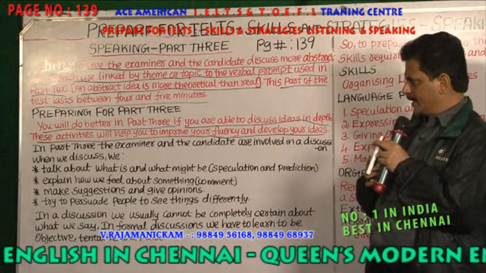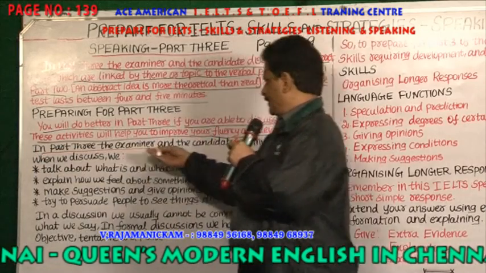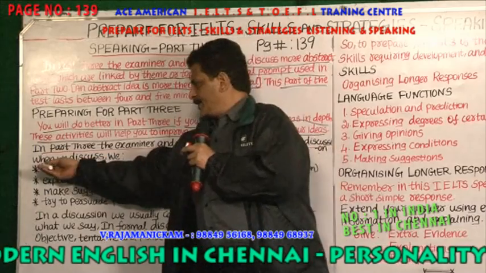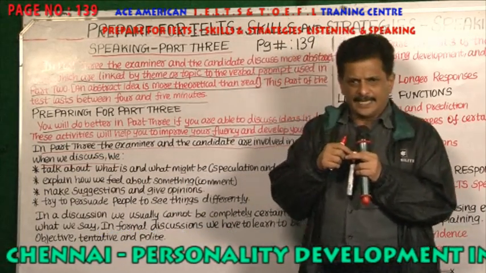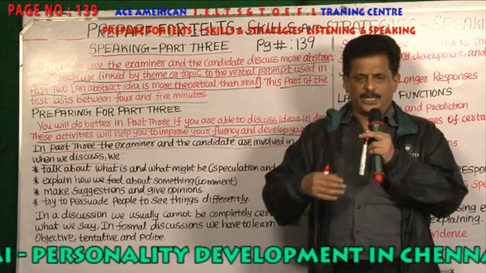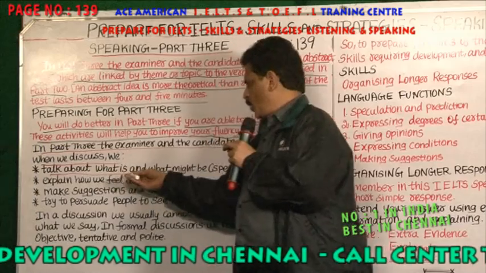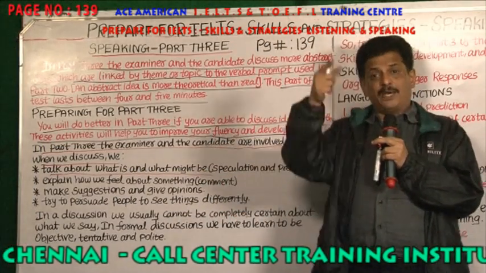In part 3, what is there? The examiner and the candidate are involved in a discussion. What do you mean by discussion? Putting forward a question and discussing it, casually, one-to-one. They talk about what is and what might be.